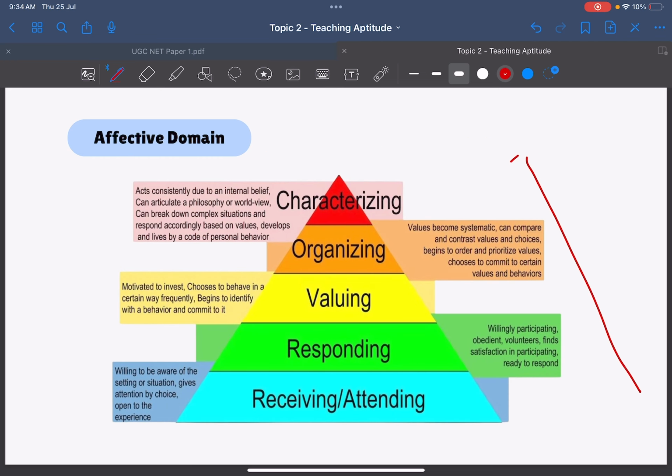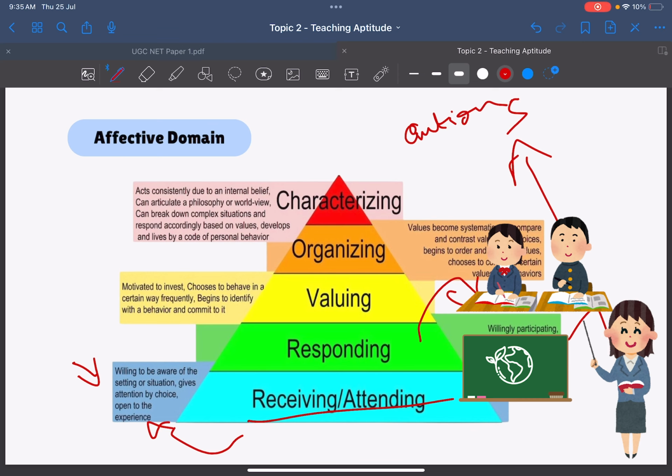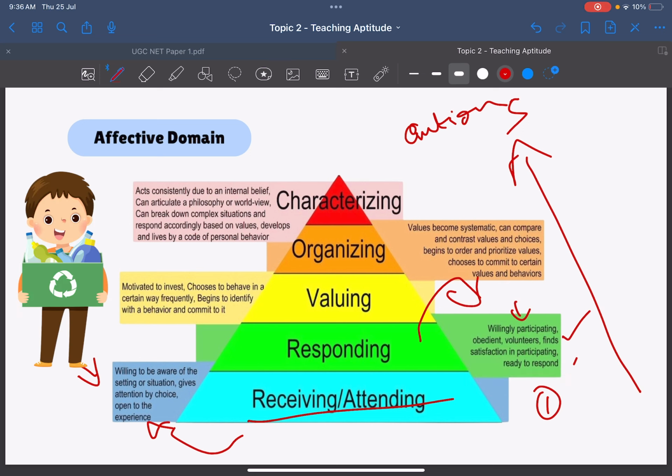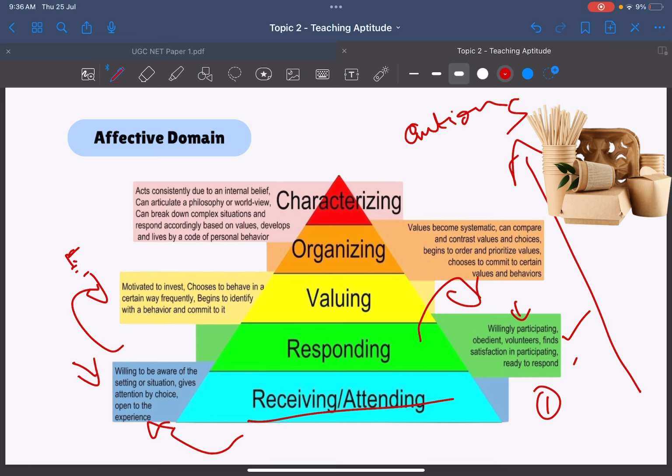Again, you have to know the hierarchy and what each of these terms mean. So let's take an example to understand the affective domain better. First, in receiving, a kid pays attention to the environment and listens carefully. Next, he talks about what recycling is and understands concepts like reduce, reuse, recycle, and how that's helpful to the environment. Next, he's motivated and aligned towards environmentally friendly products.